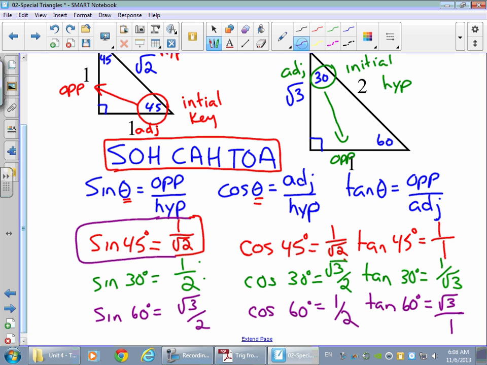And then, of course, if I was working from the 60-degree angle, my opposite ends up being over here. My adjacent is here, and my hypotenuse doesn't change, which gets me the 3 sets of ratios on the bottom. Those 3 sets of ratios I will use moving forward.